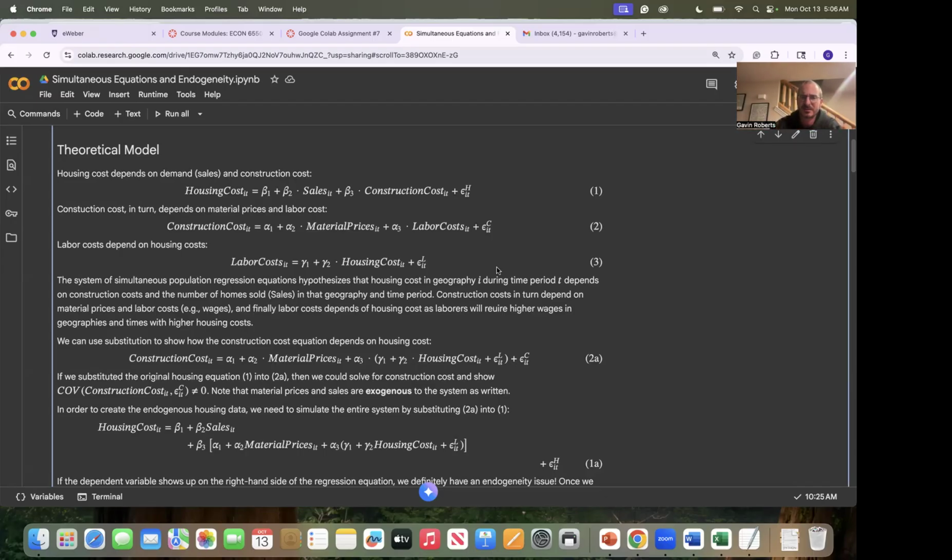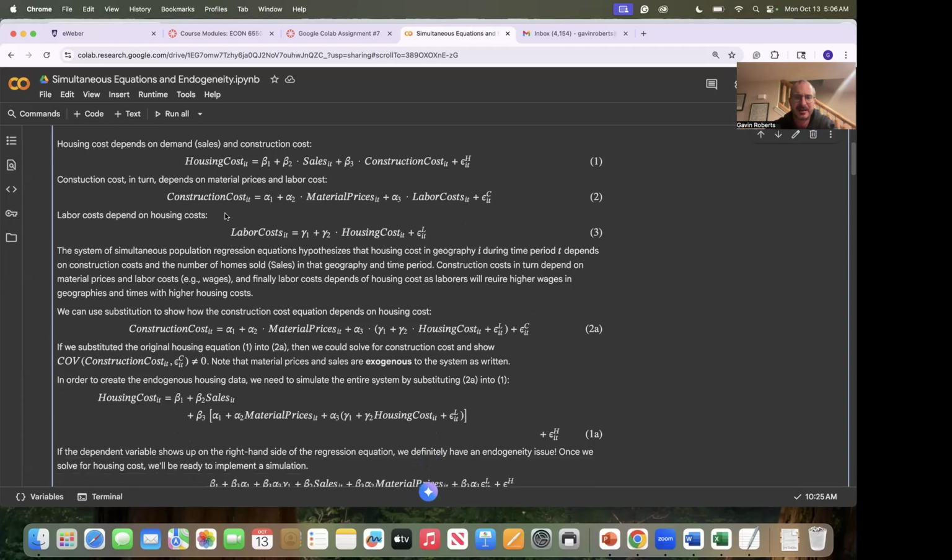Construction cost in turn, we could break that down and say, well, maybe that depends on material prices and labor costs. That makes perfect sense. I have to buy materials to build houses and hire workers to build houses.